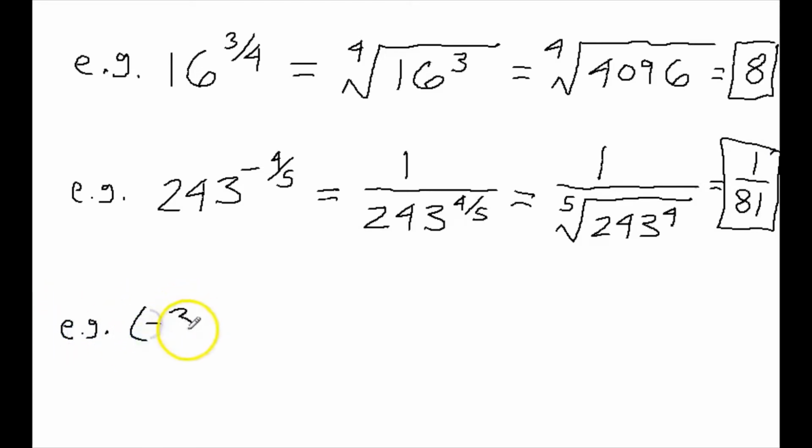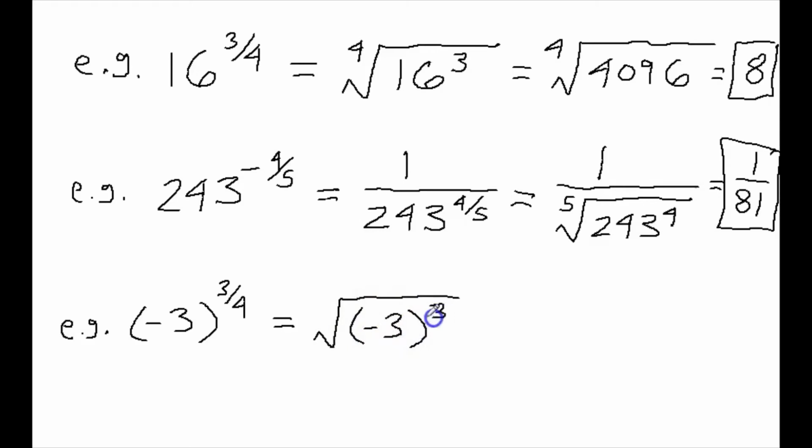Let's say I've got negative 3 to the 3/4 power. How do I deal with that? Okay, well, I'll have here negative 3. Numerator becomes exponent. Denominator becomes index. How's that? Okay, so simplify under the vinculum first. So the negative 3 cubed part, isn't that negative 27?